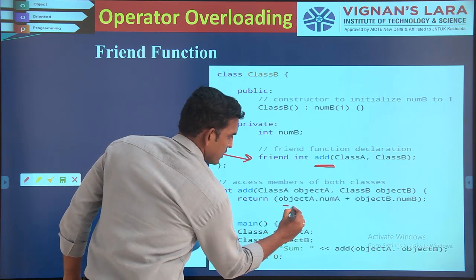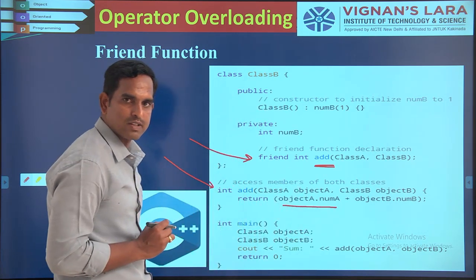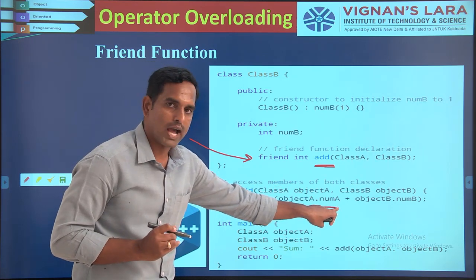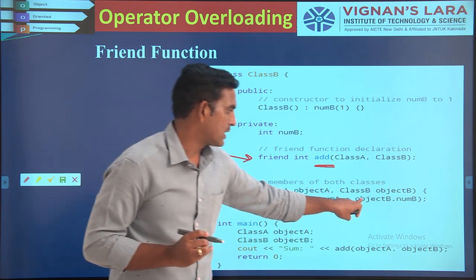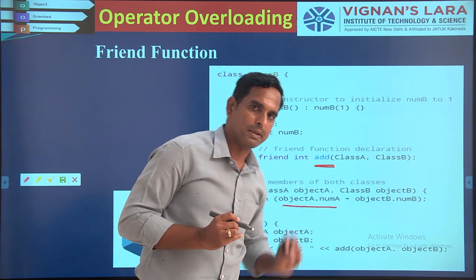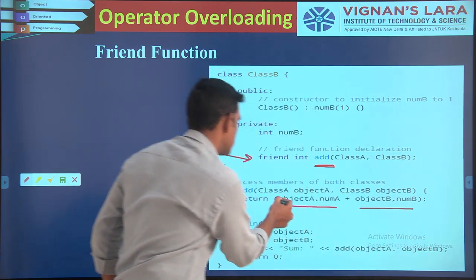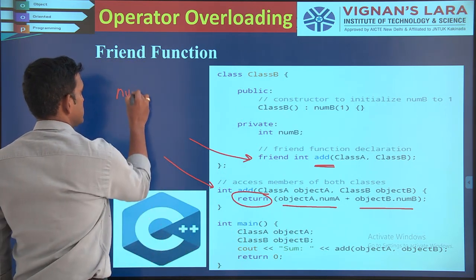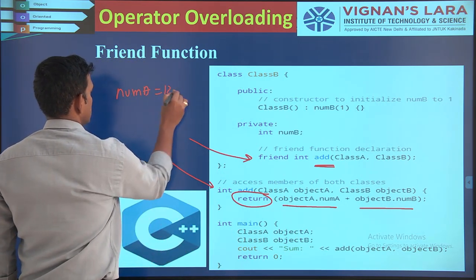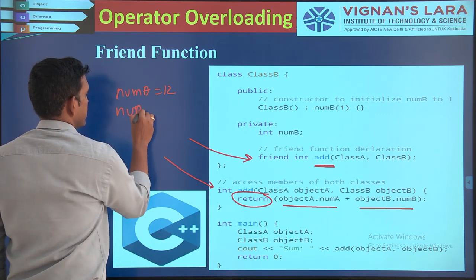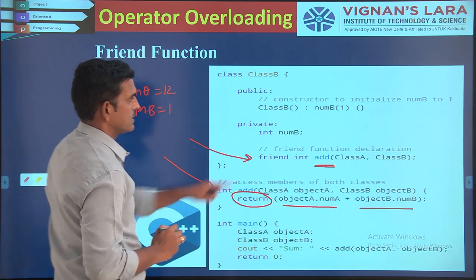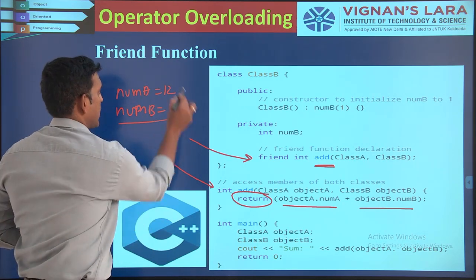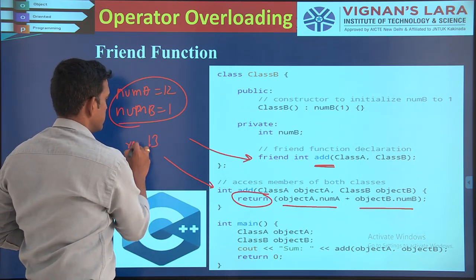So what you are doing? Object A dot num A. I am trying to use the object, that is class A's object, to access num A, and class B's object to access num B. And I am adding both the values and returning the result. Your num A value is initialized to 12 here, and the num B value is initialized to 1 here. I am adding these two values and returning the value 13.